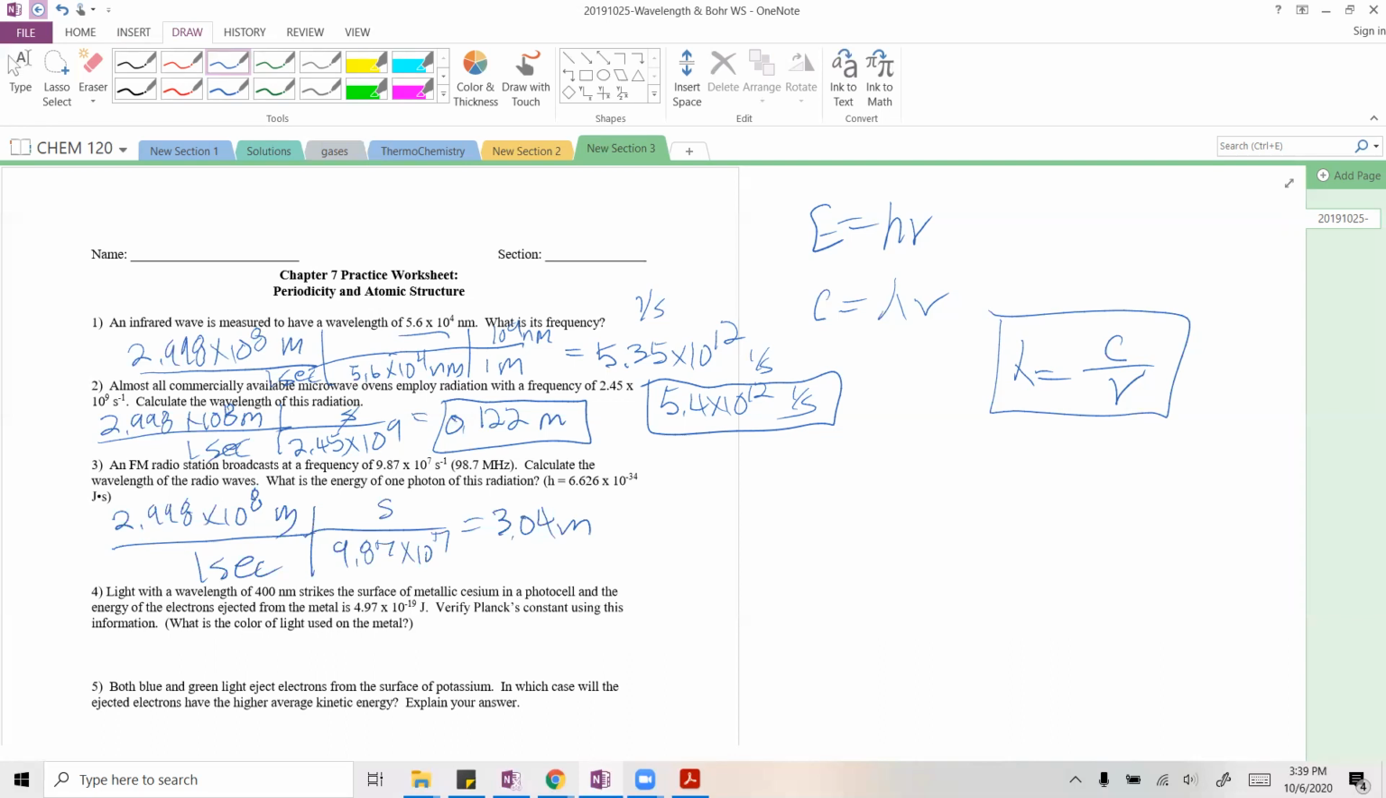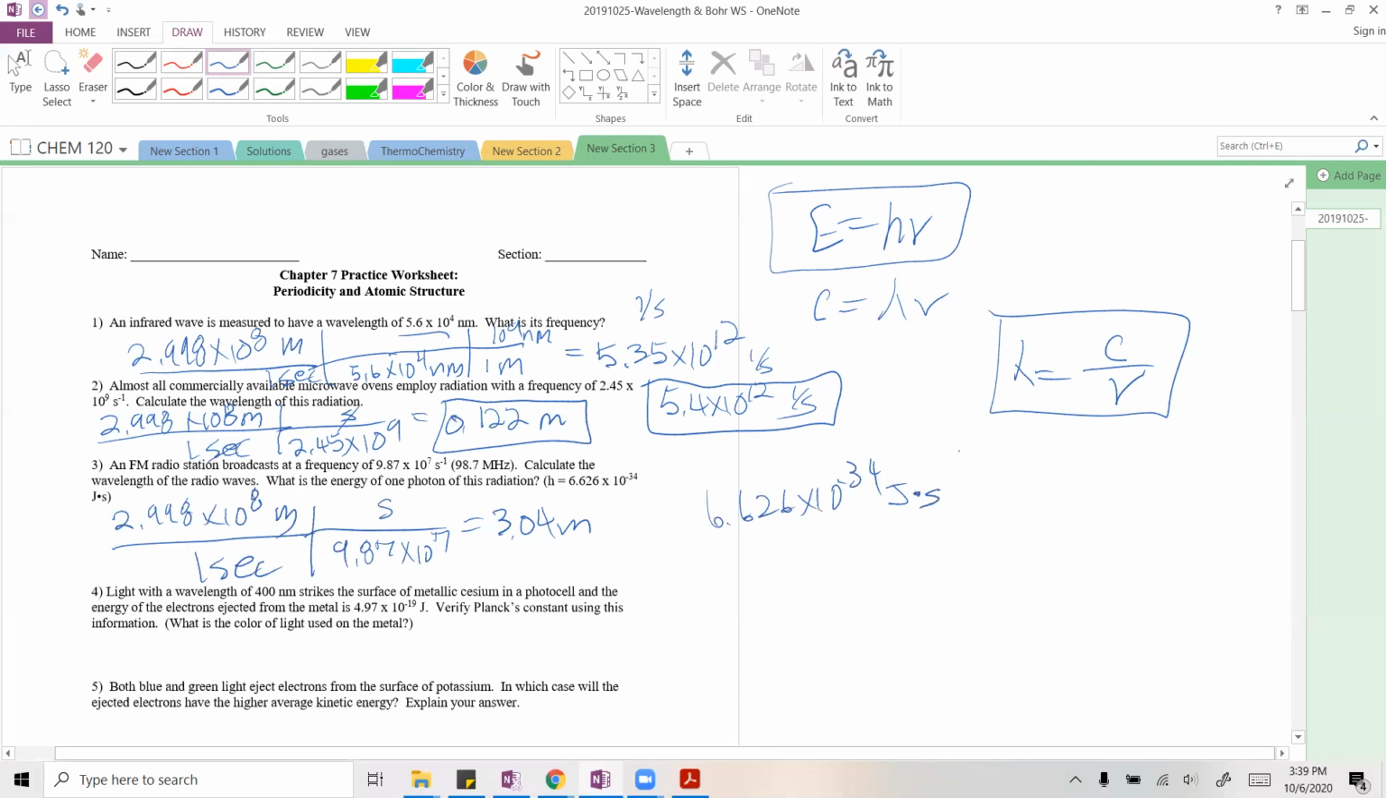From there, we want to figure out our energy. And to figure out our energy, we're going to use this top equation. Our energy is Planck's constant times our frequency. So we're going to take our 6.626 times 10 to the negative 34 joule seconds, and we're going to multiply that by 9.87 times 10 to the 7. And then this per second is on the bottom, and so our seconds cancel, and we're going to get that just in our joules.